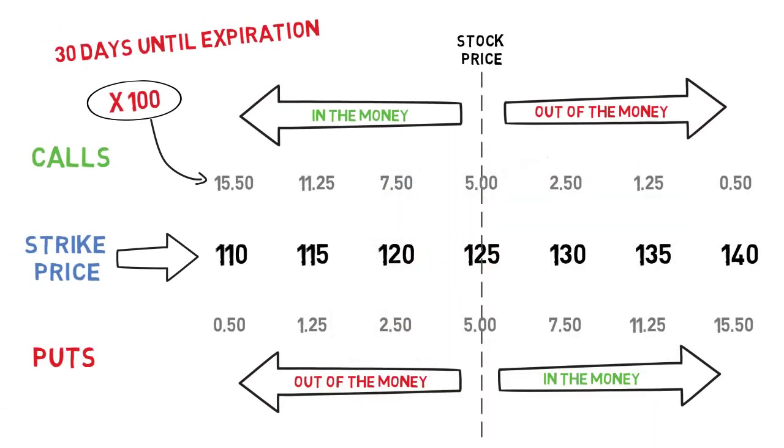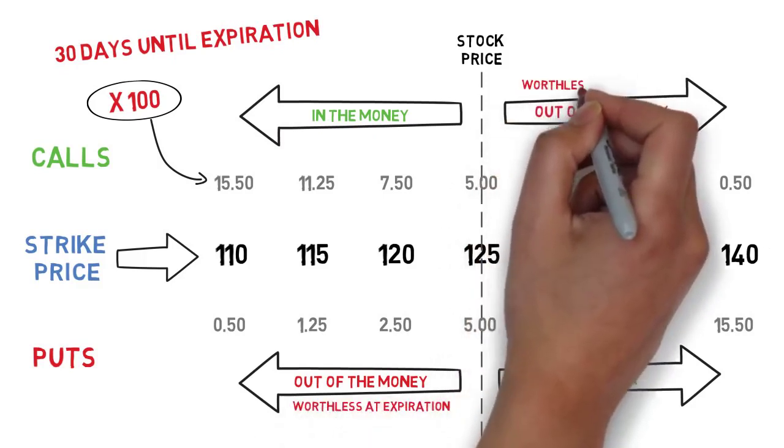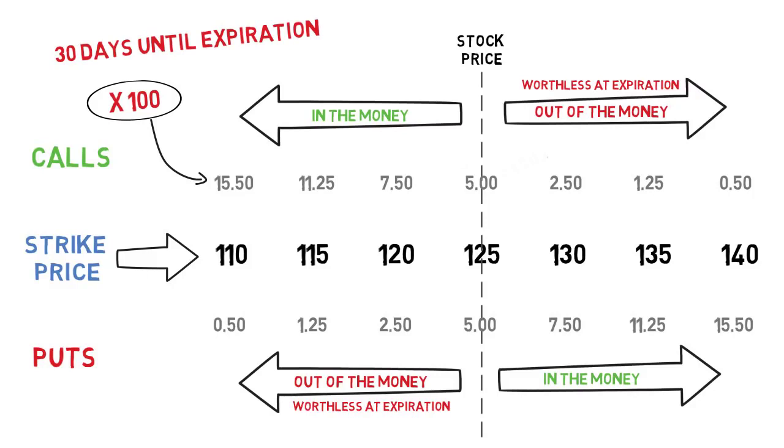So here's the thing. All out-of-the-money options have no value at expiration. Let me repeat. If an option is out of the money at the expiration date, it will be worthless. So if they won't have any value at the expiration, then why do they have value now? Because stock prices move, and there is a chance that the out-of-the-money options could become in the money if there is still time left to expiration.